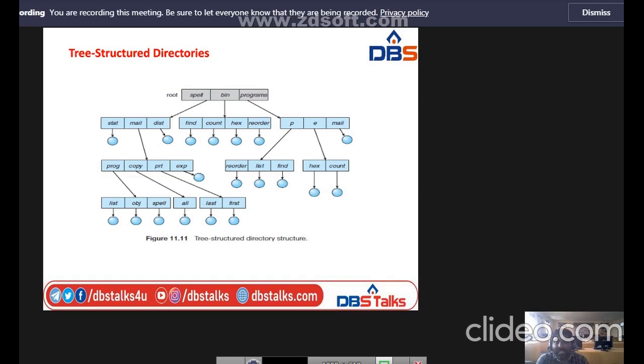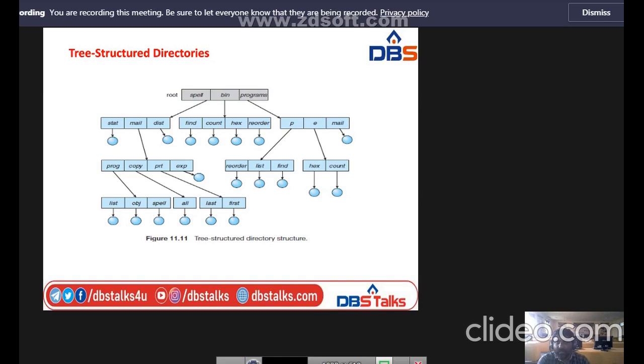Path names can be of two types, absolute and relative. An absolute path name begins at the root and follows a path down to the specified file, giving the directory names on the path. A relative path name defines a path from the current directory. Okay, so this is the representation of the tree structure directory.